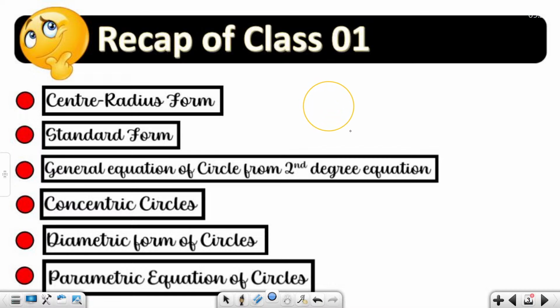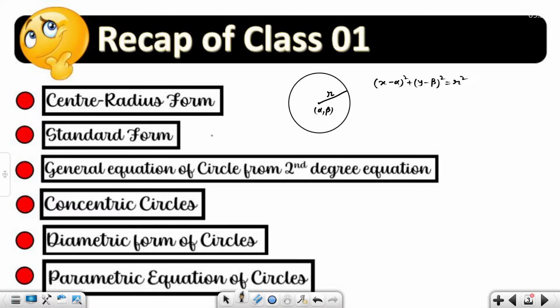Suppose we have a circle, let me just change the color of the pen. If we have a circle and if we know its center, let us say the center be at alpha comma beta, and let us say the radius be r. Then the equation of this circle will be x minus alpha whole square plus y minus beta whole square equals r square. This is what is called your center radius form. This we have already done in our first lecture.